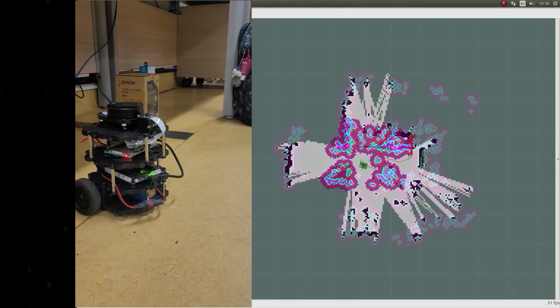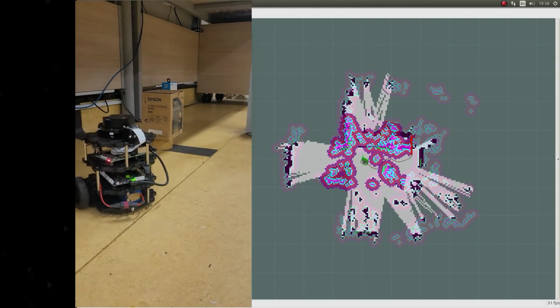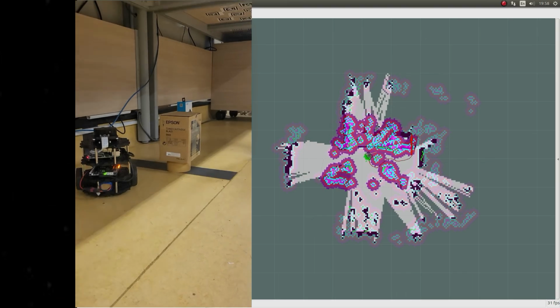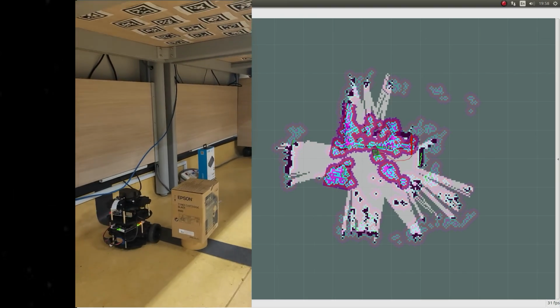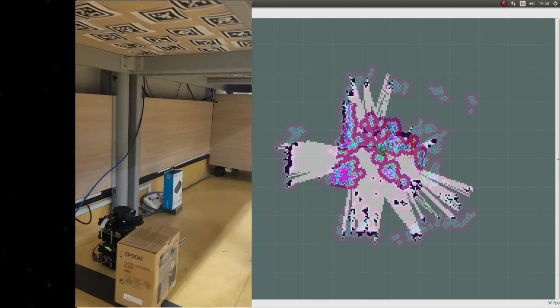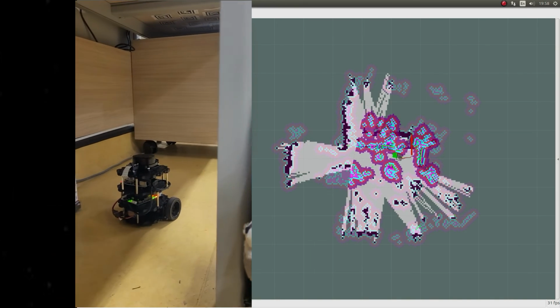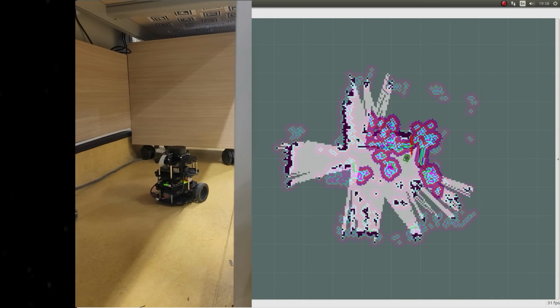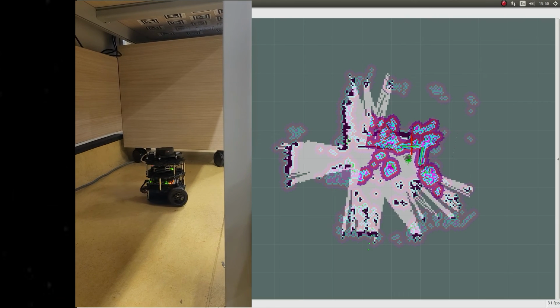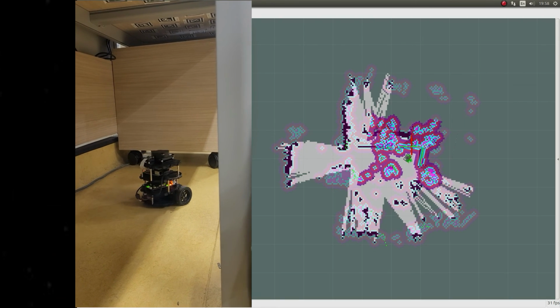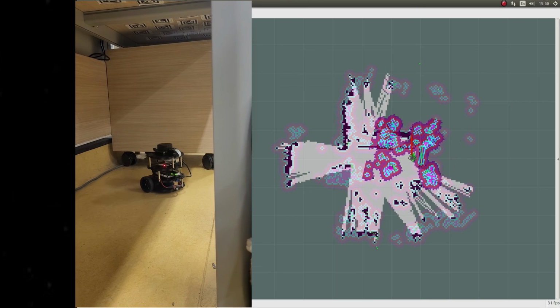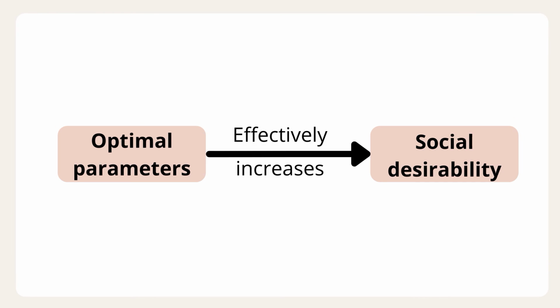The robot is able to travel smoothly from a point on the global map to a goal. In the process of doing so, it avoids the stationary obstacle while staying close to it. The same is observed when the robot is faced with a moving obstacle. As such, the optimal parameters are able to effectively increase the social desirability of the robot.